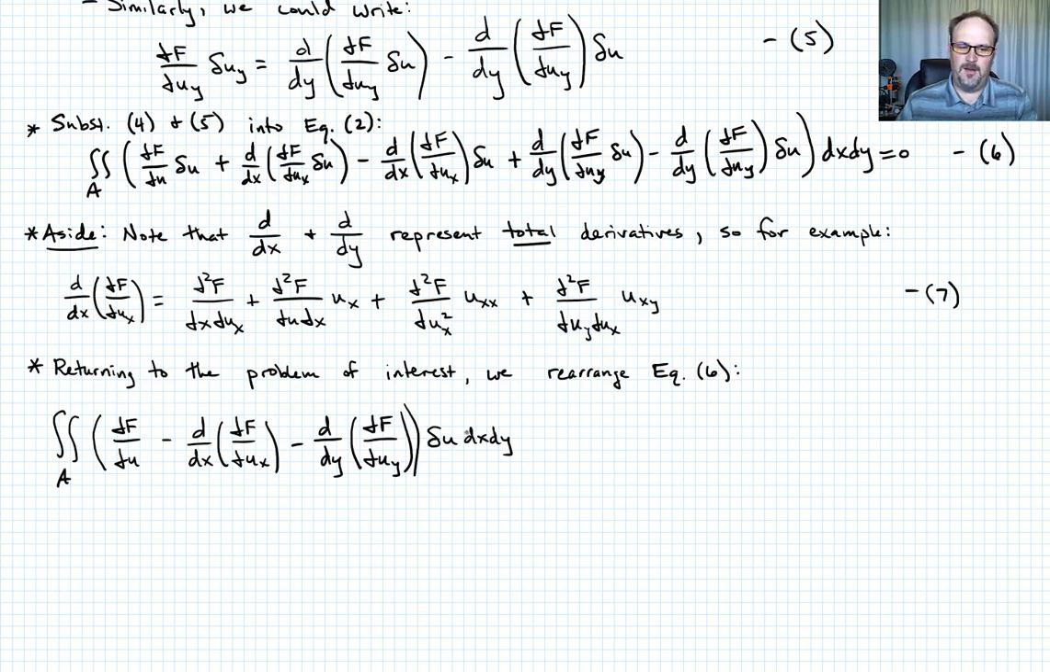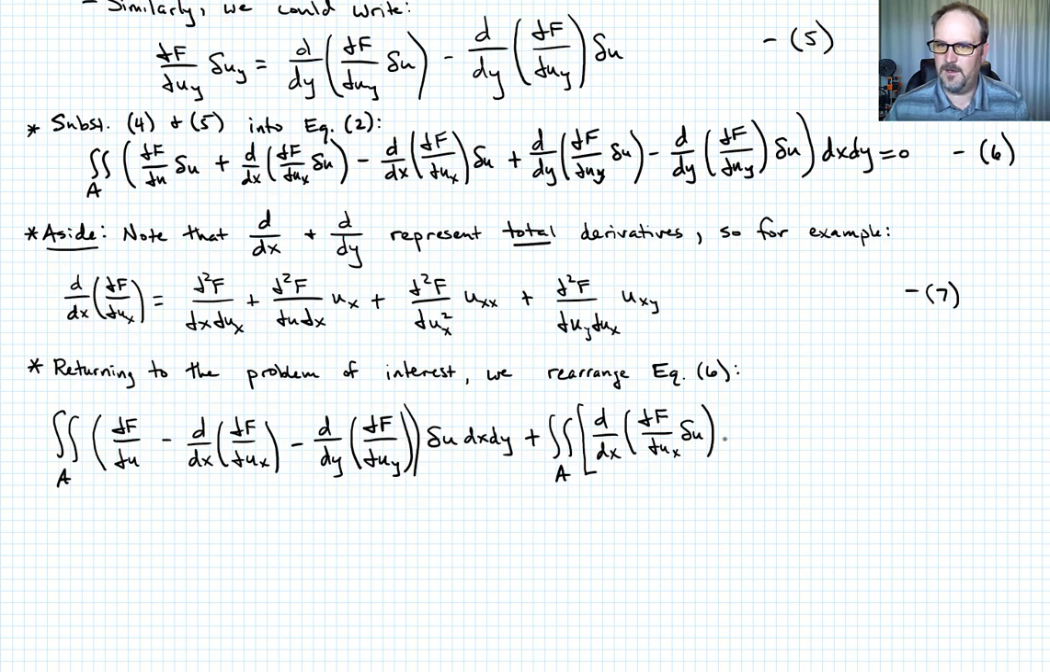And then we have another integral that contains the last two terms that aren't included here. So then we have plus the integral over the area of this quantity that looks like d/dx of del f del ux delta u, plus d/dy of del f del uy times delta u. Okay, and that quantity integrated over dx dy equals 0. Let's call this equation 8.